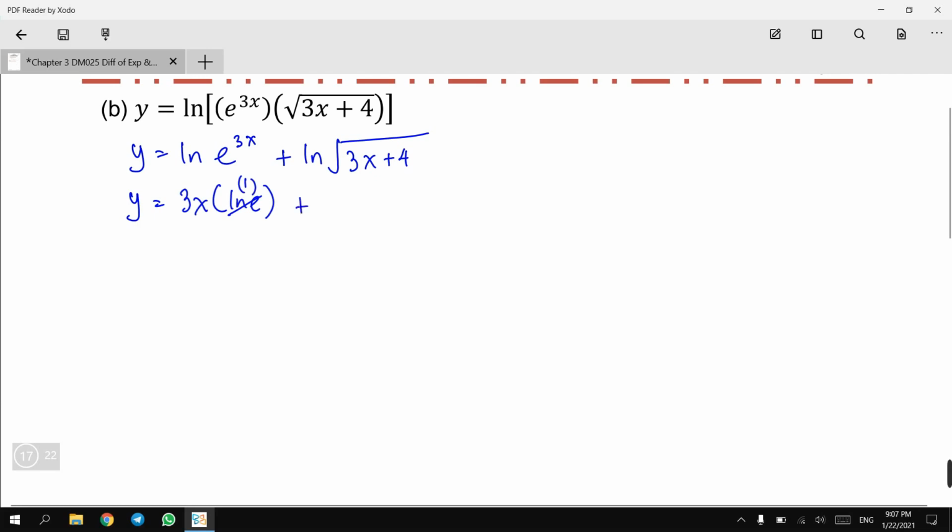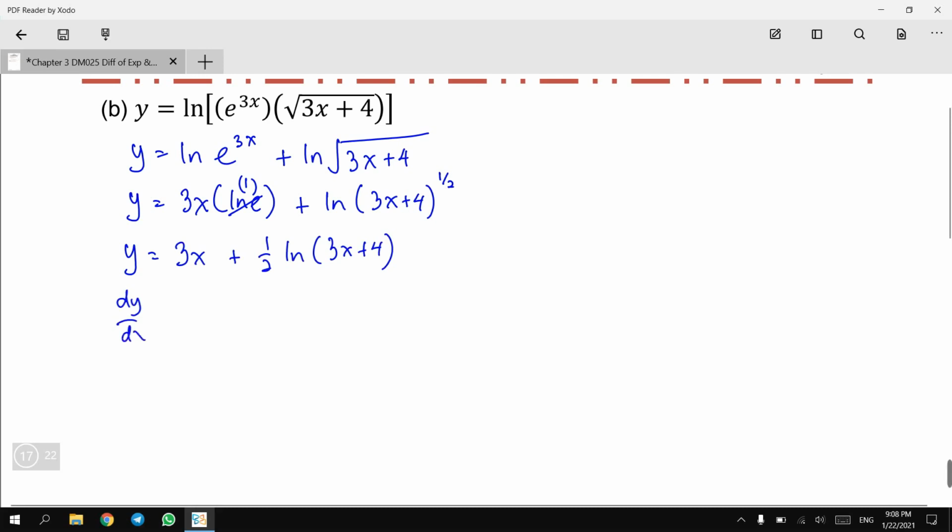Plus ln of 3x plus 4. So we can change it to become to the power of 1 over 2. Okay, we can bring the index in front of the log: 3x plus 1 over 2 ln of 3x plus 4. We can differentiate.